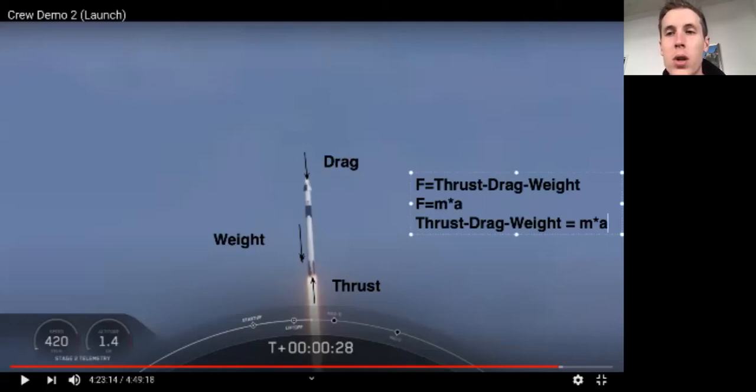So to give you an answer, at this point in the launch, the acceleration is increasing and continues to increase until stage separation. So after lifting off at something like 0.2 or 0.3 Gs, it continues to increase and increase until 3 to 4 Gs at main engine cutoff.